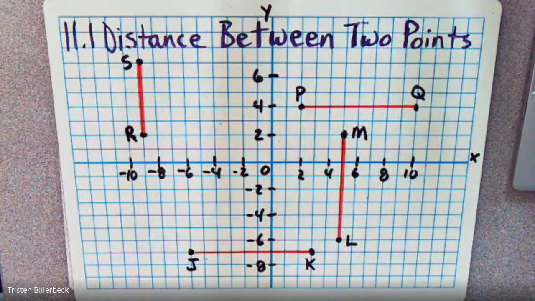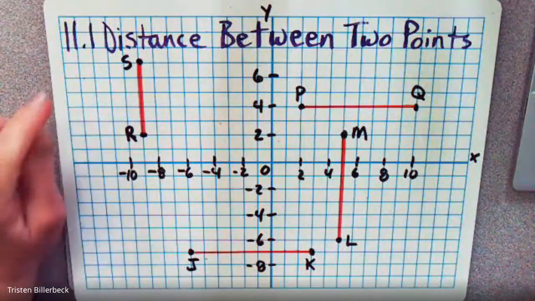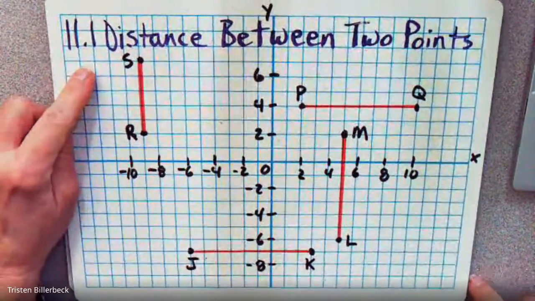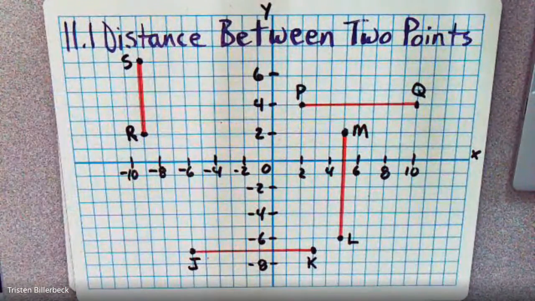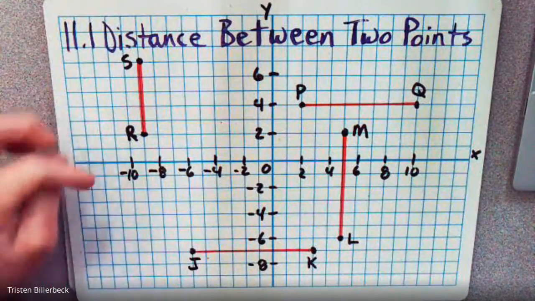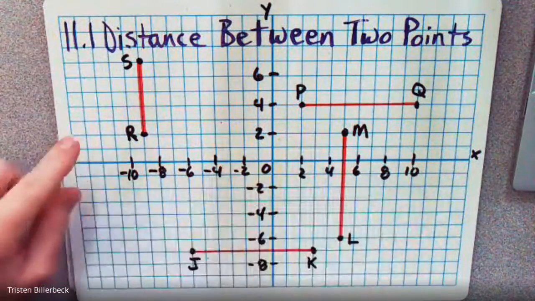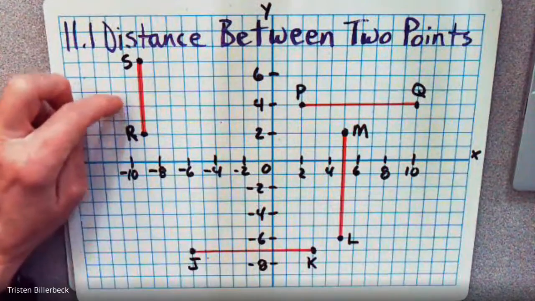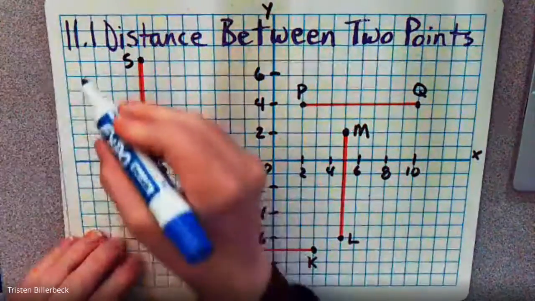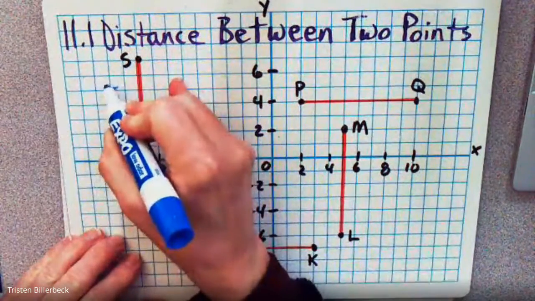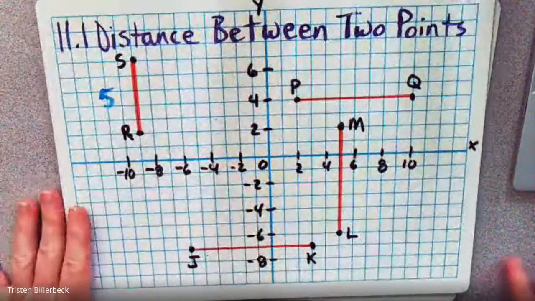Good morning, this is Miss Billerbeck, and we're going to talk about 11.1, distance between 2 points. So the easy thing to do when we have a vertical or a horizontal line is just to count 1, 2, 3, 4, 5. So this is 5, but there's a mechanism to it that we should probably be aware of.